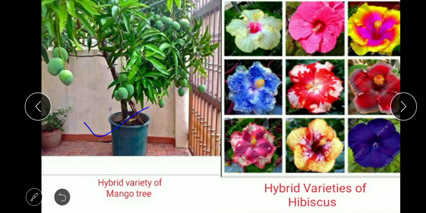You must have seen many huge trees in your surroundings having few fruits. But here in this first picture, there is a plant in a pot having more fruits. So this is the result of a hybrid variety of mango tree. In the same way, a few years ago, there were only pink hibiscus flowers. But nowadays in the market, you will get different varieties of hibiscus flowers, and these different varieties are the result of the science of heredity.